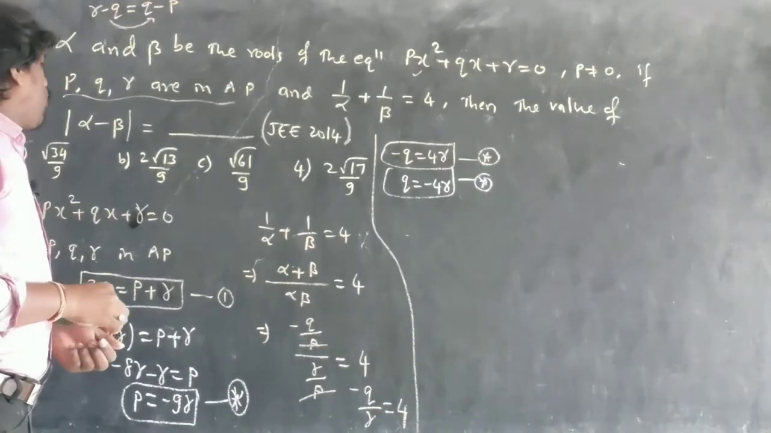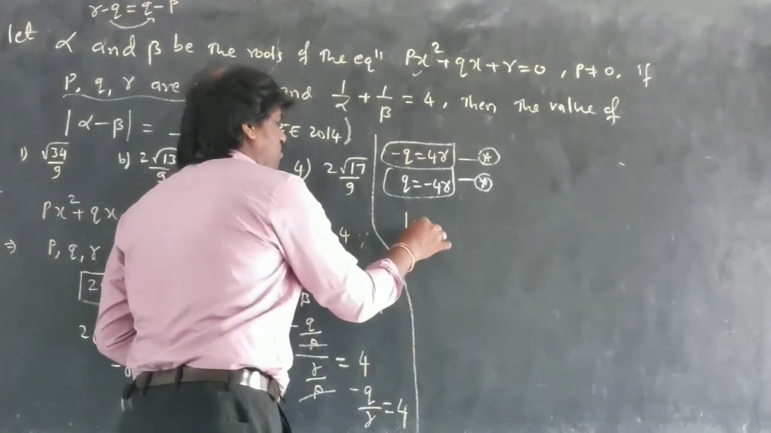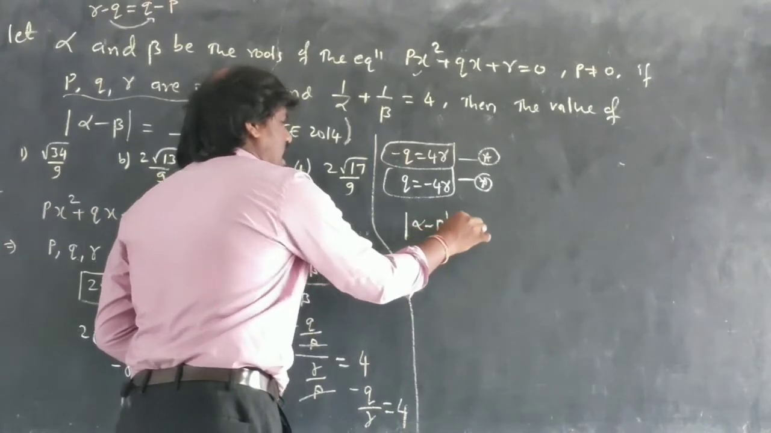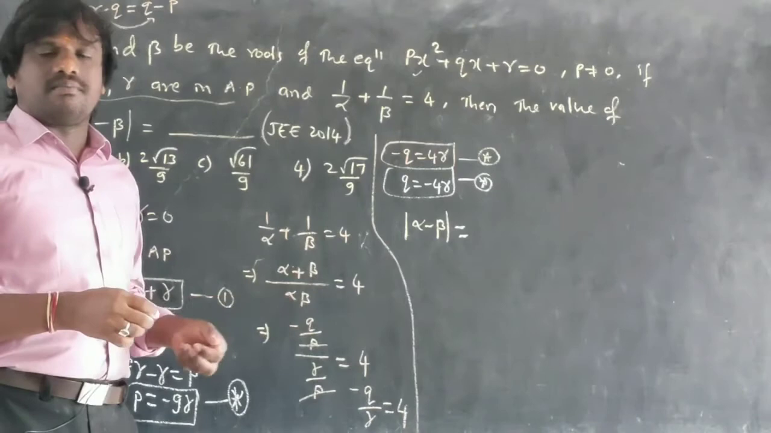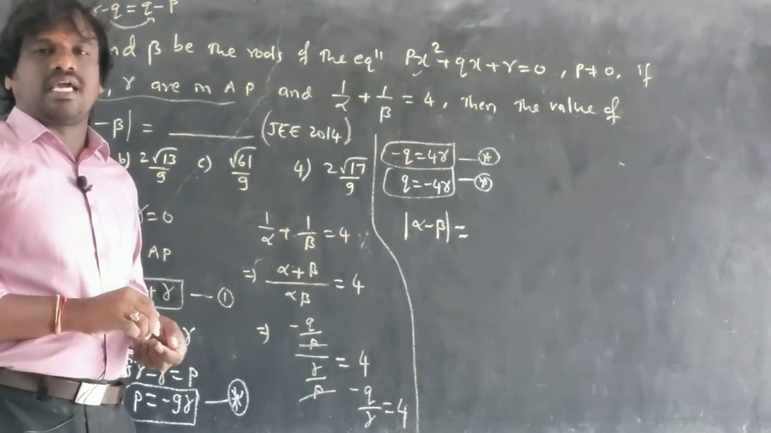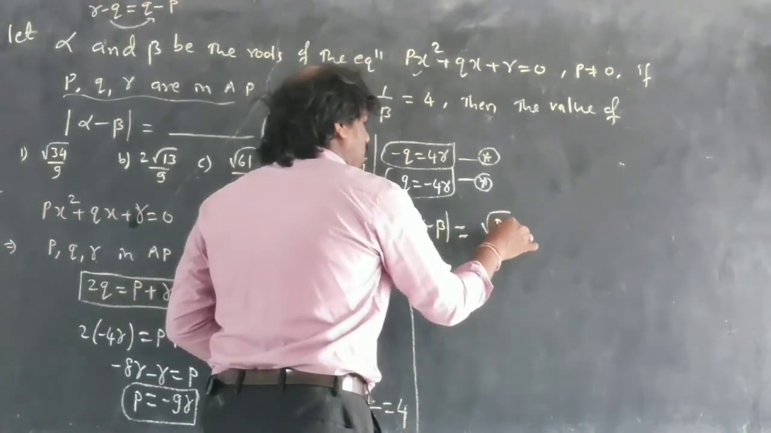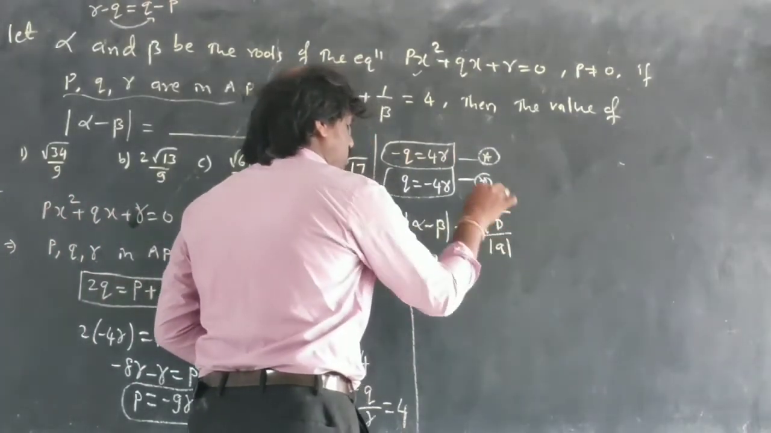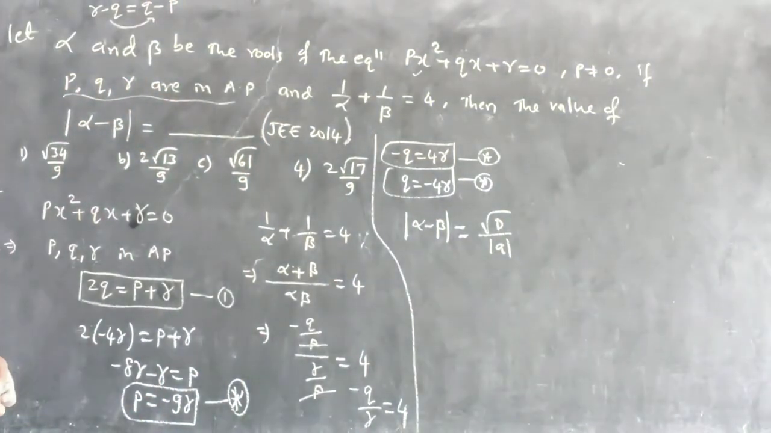And what I need to find is the value of alpha minus beta. Just before, in the beginning of the class, I explained this formula. What is the formula for this one? Root d by mod a. So that is what is given here. You need to find this value.